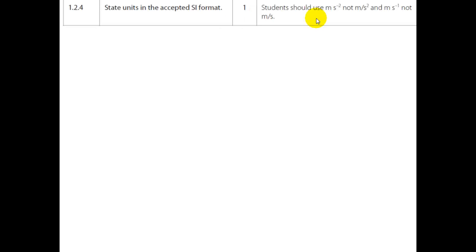State units in the accepted SI format, Standard System International. So, for example, we don't really write meters slash second squared or meters per second squared. The standard is meters seconds to the minus 2. Why do we do that? In an exam, you're not going to have marks taken off if you do it the other way. But when it starts to get rather complicated with all these strokes, it makes it tidier if it's written this way.